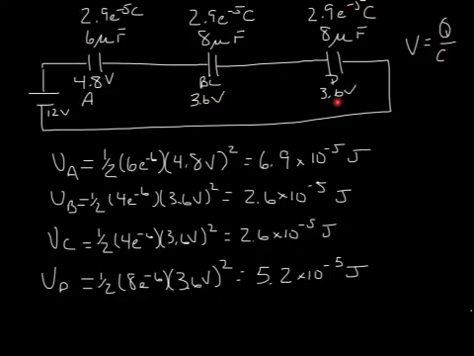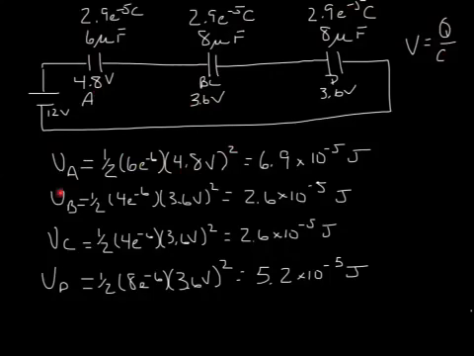We can use that voltage information to find our potential energy in each capacitor, and that's just that the potential energy equals 1/2 the capacitance times the voltage squared. So for capacitor A, 1/2 times 6 times 10 to the minus 6th times 4.8 volts squared equals 6.9 times 10 to the minus 5th joules.